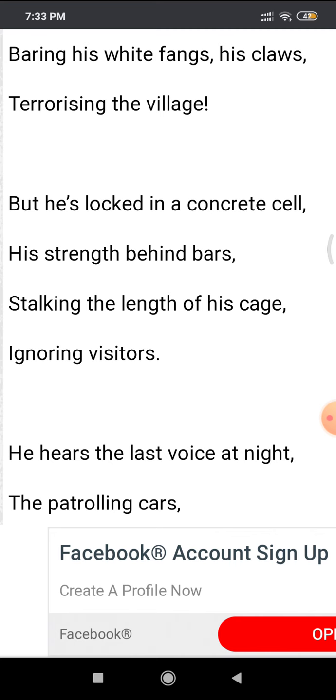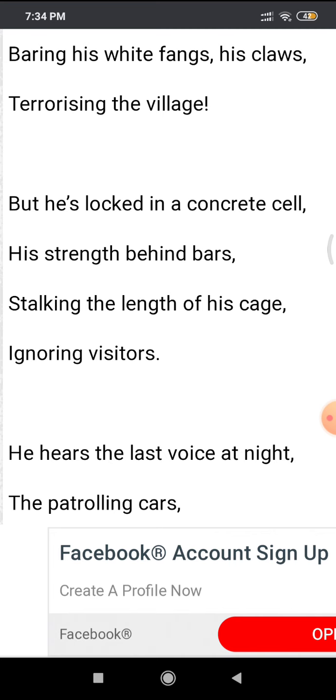So, in spite of all his strength, he now is locked behind the bars, imprisoned behind the bars. Okay, stalking the length of his cage. Stalking means moving slowly and quietly. So he is moving quietly and angrily along the length of the cage. He could hardly take a few steps, 3 or 4 steps, because the length of the cage would be the length of the tiger only. So he moves in an angry and threatening manner. He is angry because he wants to be out of the cage. Okay, so the tiger is in quiet rage.